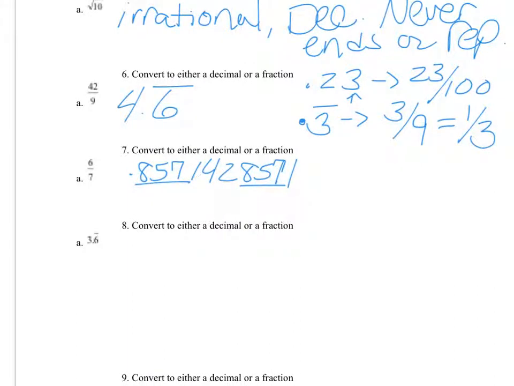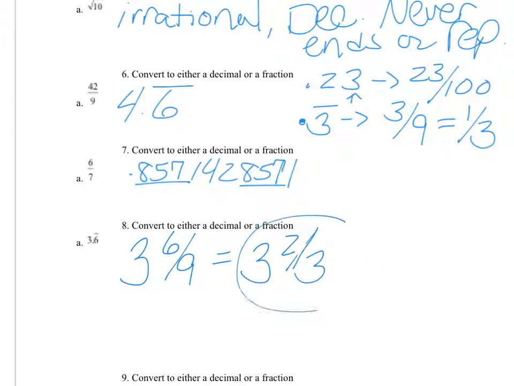The 3.6 repeating, you're going to leave the 3 alone. I have one repeating number, so that's going to go over 9. We do need to reduce 6 and 9, both divide by 3. 9 divided by 3 is going to give me 3. So 3 2/3 for my final answer for that one.